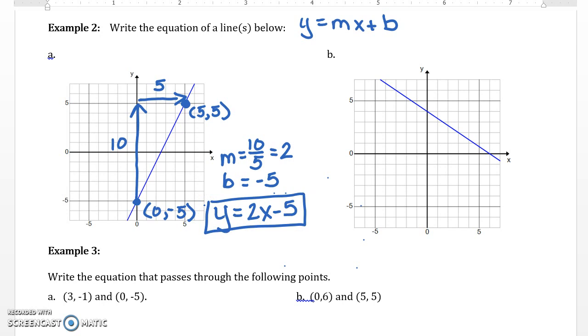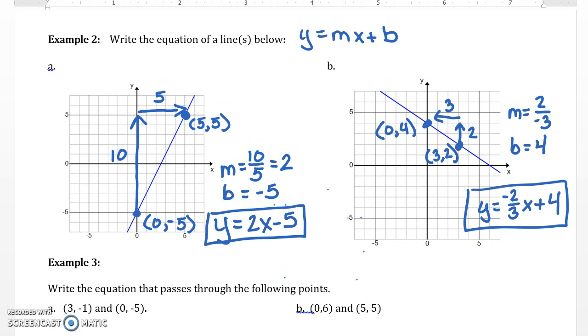All right, go ahead, hit pause again, look at the problem in letter B and see what you can do with it. Once you're done, hit play and check to see, did you come up with the same equation as I did? All right, welcome back. Take a moment, check letter B there. Does your equation say y equals negative 2/3 x plus 4? If it does, you're ready to move on to example 3. If not, press pause and take a moment to look over the problem.